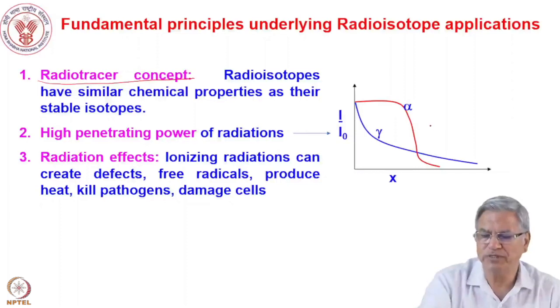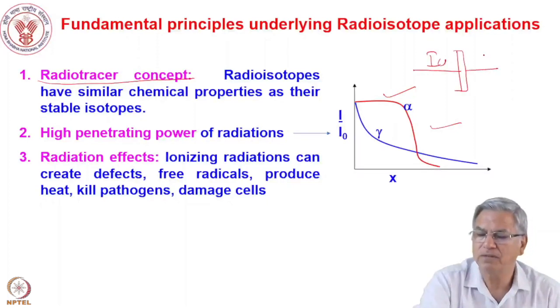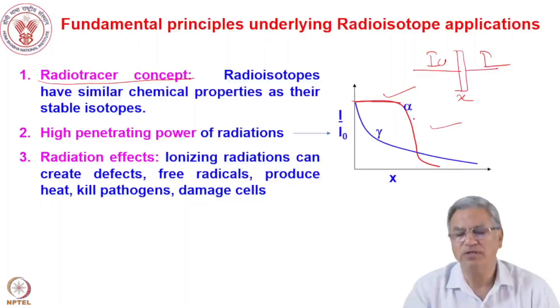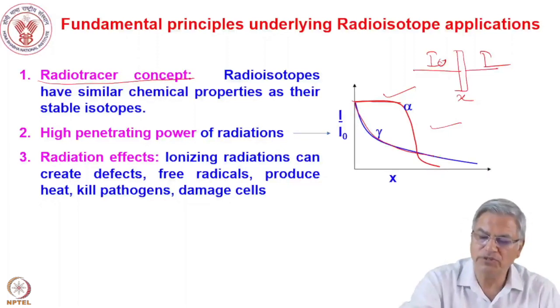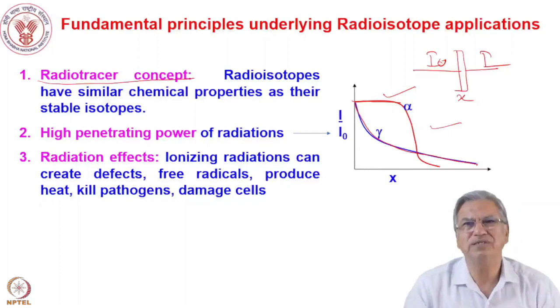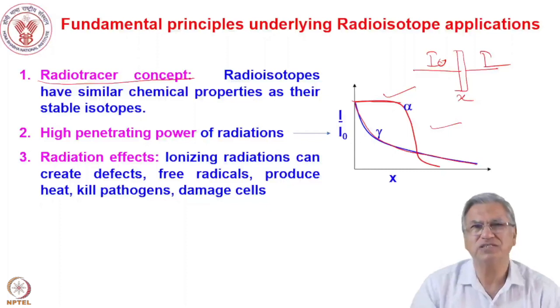What I have shown here is that alpha particles will travel this way. If we do a transmission experiment, then I by I zero for alpha particles will be flat. They will travel the same distance, and after that there will be a certain fall. That is the typical transmission graph for alpha particles, whereas the gamma radiation will follow exponential decay, like the Beer-Lambert law. So you can make use of this intensity decrease with thickness of absorber in many, many applications.